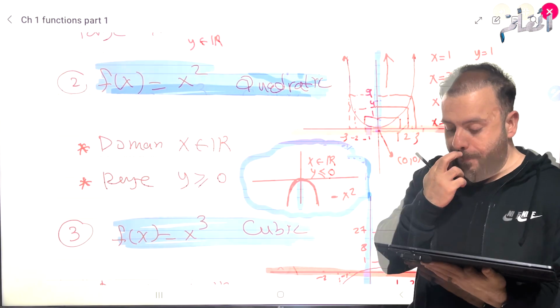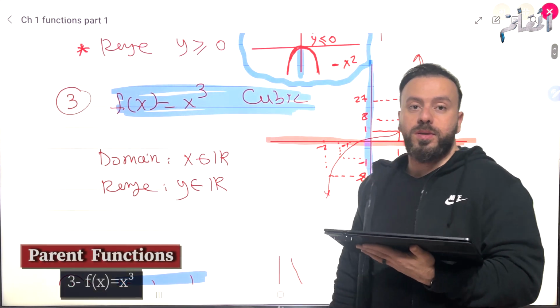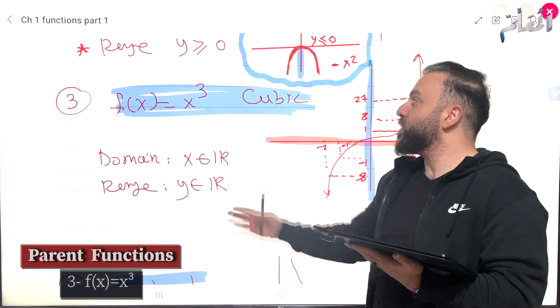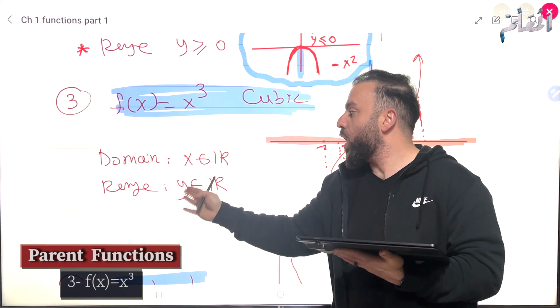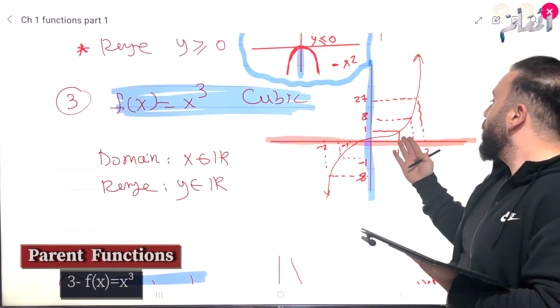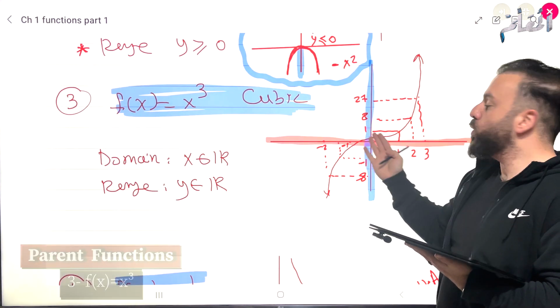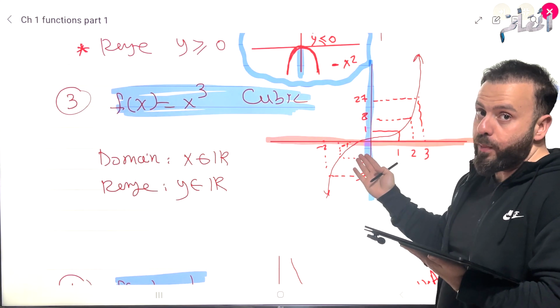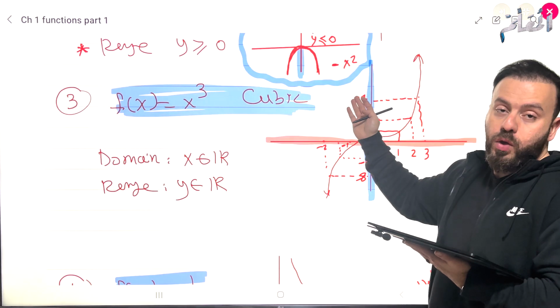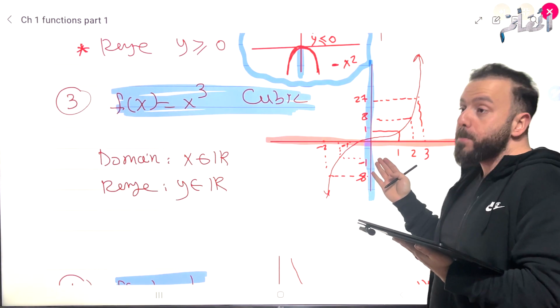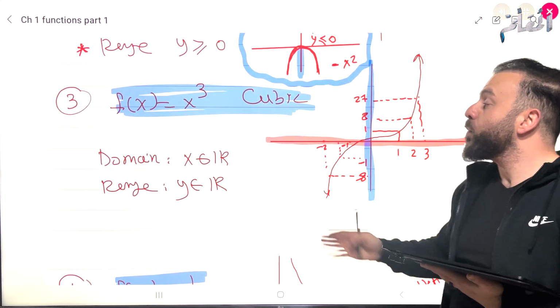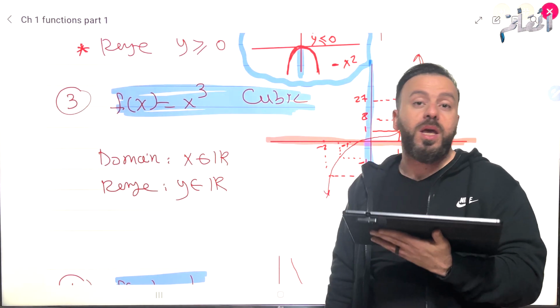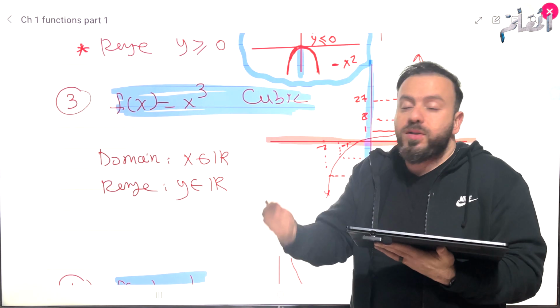Let's go for the third one. Now, the cube function, f of x equal x cubed. This is the cube function. So the domain x belongs to all real numbers, and the range y belongs to all real numbers. Why, mister? Whenever you put 1 as an example, you get 1; 2 gives 2 cubed, 8; 3 gives 3 cubed, 27; -1 gives -1; -2 gives -8; -3 gives -27. The cube works with negative signs. No worries about that.